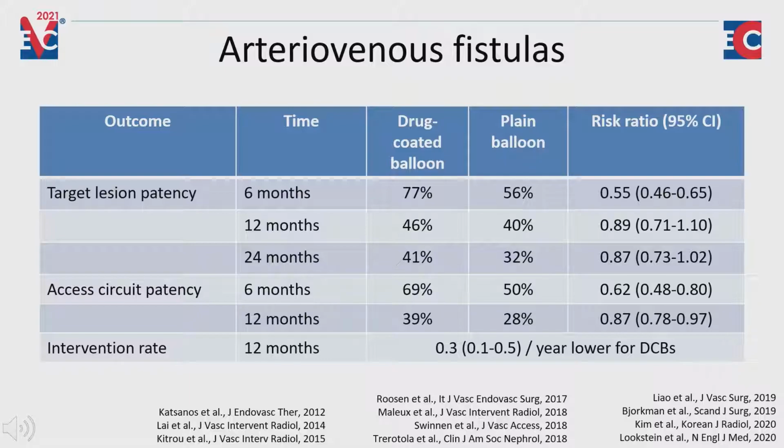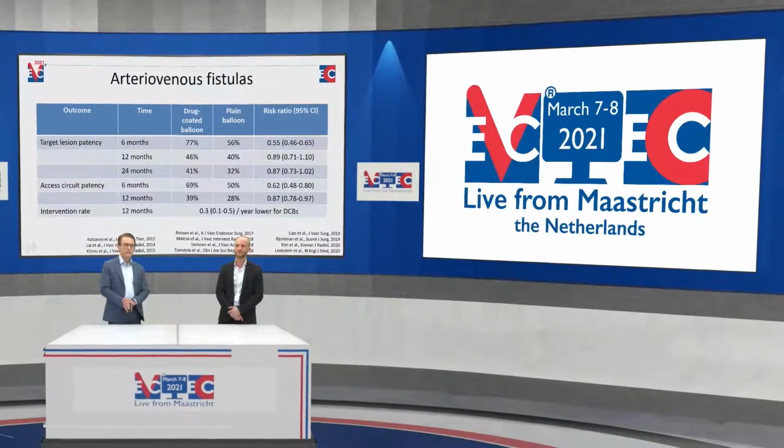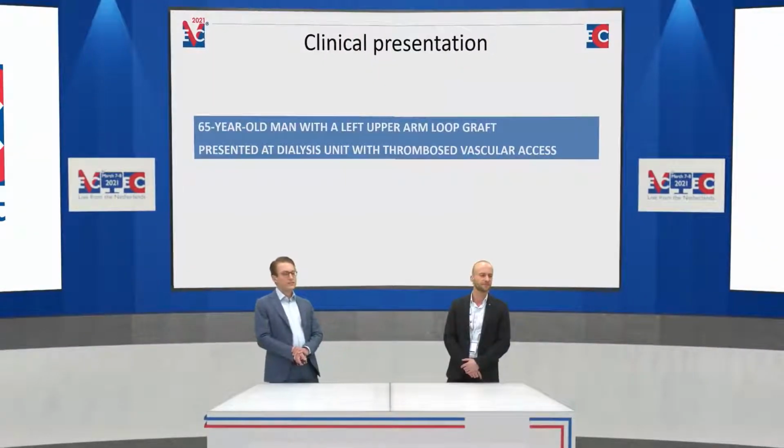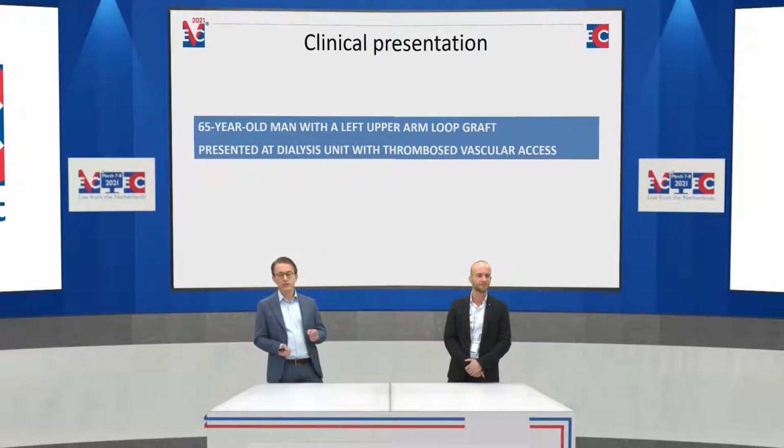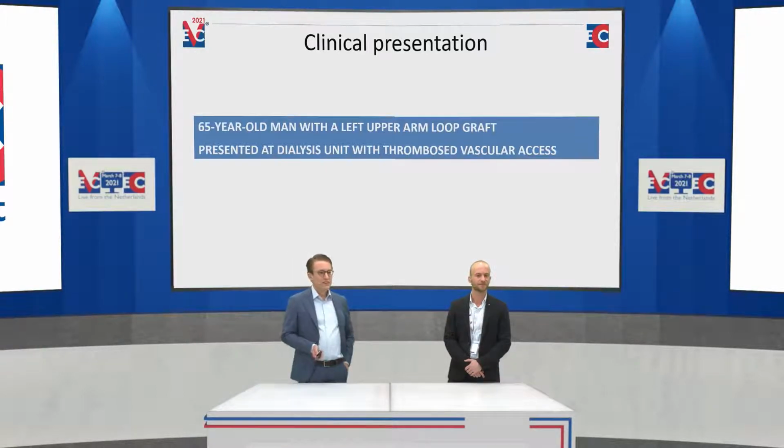The intervention rate was reduced by 0.3 interventions per year at the level of the target lesion, but was similar at the level of the access circuit, although this outcome was reported by only 2 studies. So that's about the evidence on the drug-coated balloon as it is now. This is actually the first meta-analysis that includes the latest New England Journal paper. So this is really fresh, very fresh.